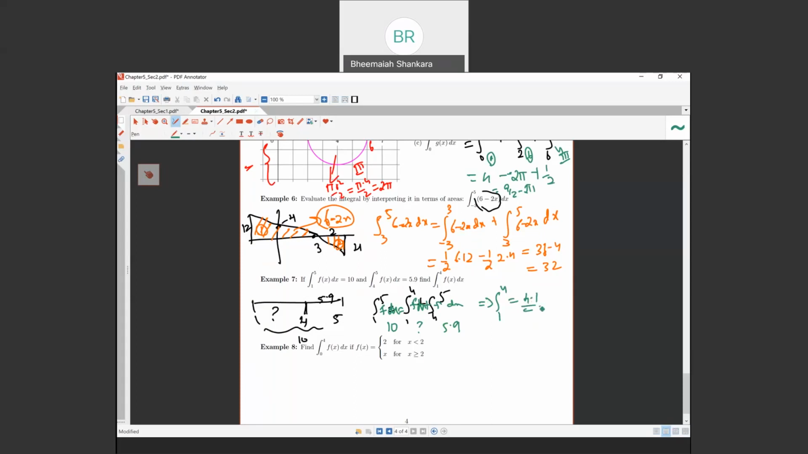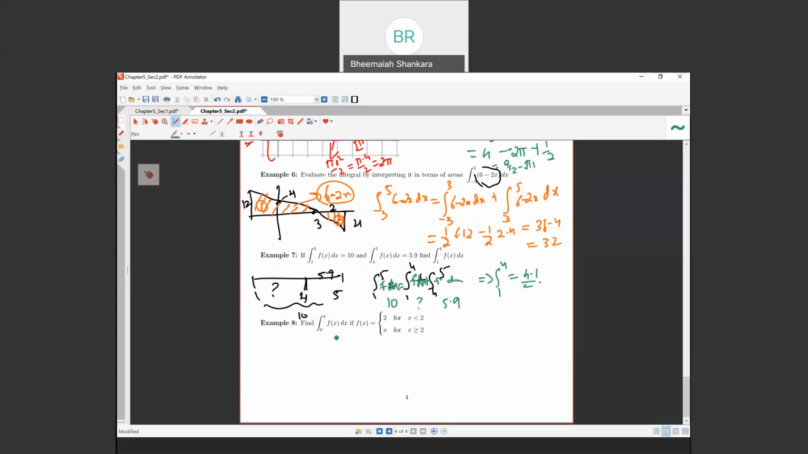In the next example, 0 to 4 f of x dx, if the function is 2 for x less than 2, x for x greater than or equal to 2. So mark 2 here on the x-axis. So for less than 2, you have a straight line which is 2. And for greater than 2, you have a slant line with a height 4. So extend this to make it look as a height 2 and 2, and the total height is 4.